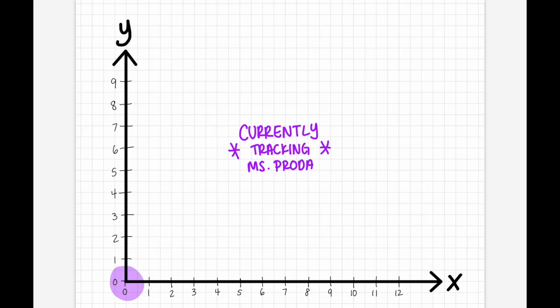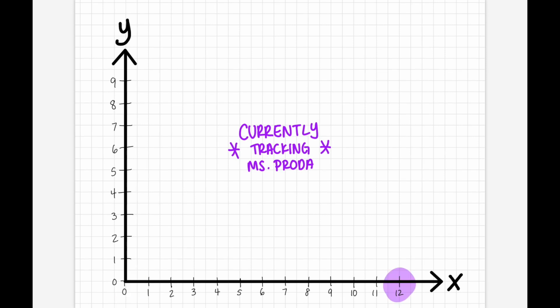Let's take a look at the tracker. Here's what the tracker looked like when Miss Proda was at the origin. She was at 0, 0. Here's what the tracker looks like now. Do you see how she's all the way over on the x-axis? She's all the way at 12. Wow, she ran far.